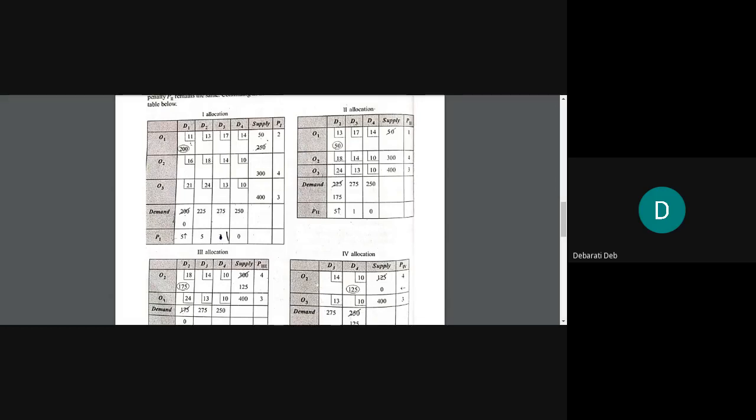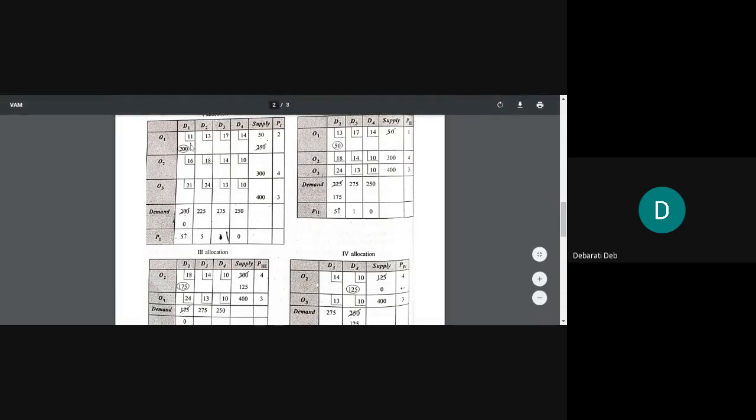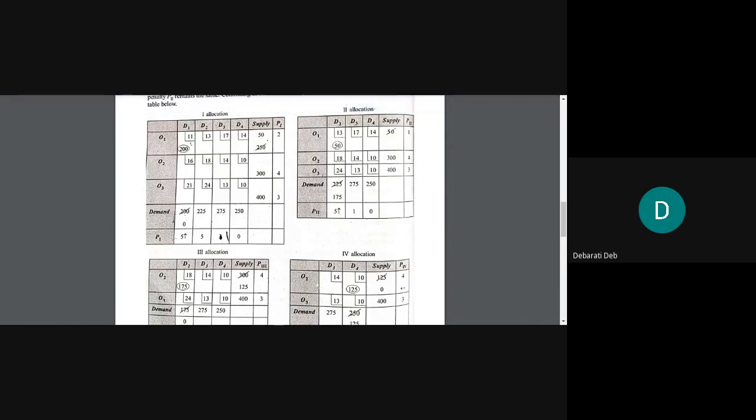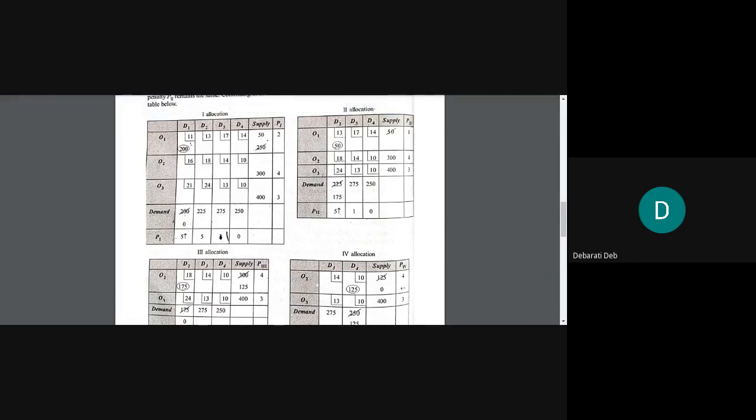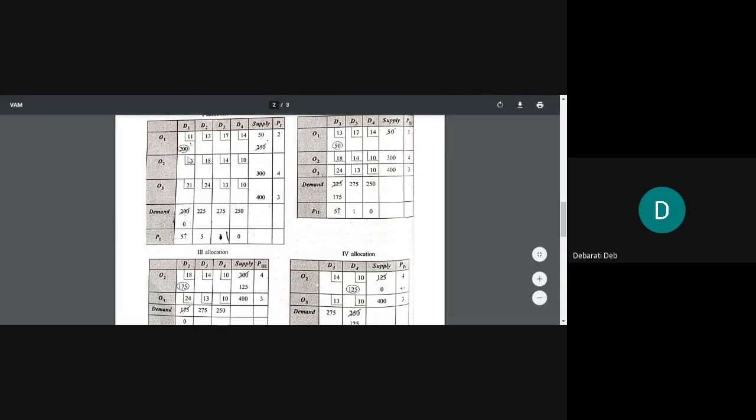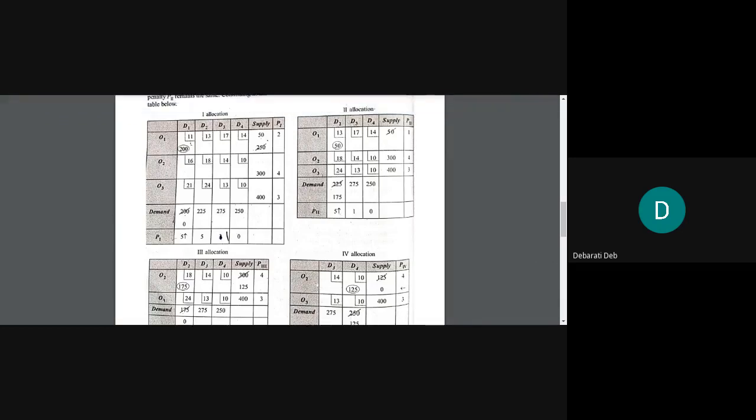From D1, we will have to see which cell is having the least cost. In D1, the least cost is in O1 D1, which is 11. Am I clear? The selected column is D1 for us now. From this selected column, we check which is the lowest cost. So the lowest cost in this column is 11. So we will do the allocation in the cell O1 D1.